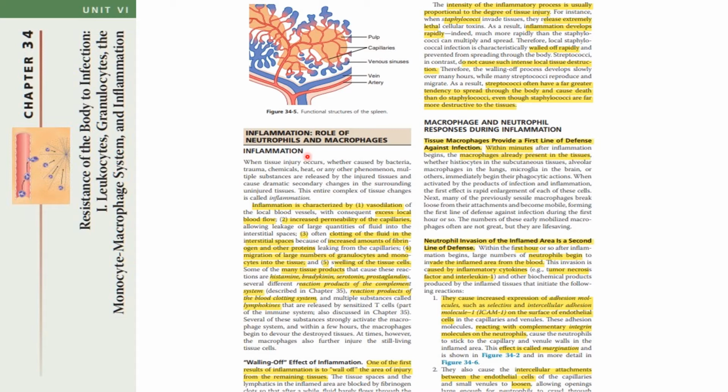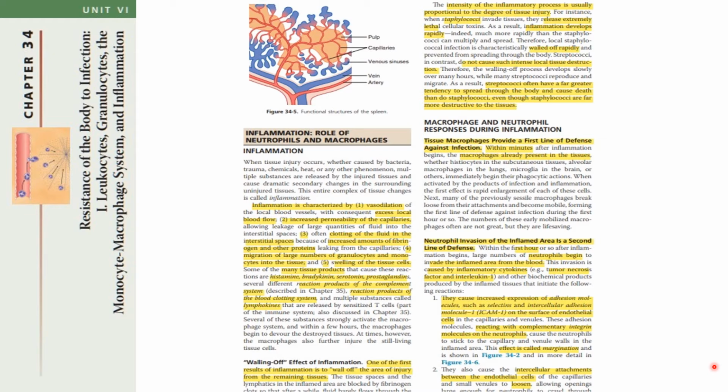Then we have inflammation. Here you can see the functional structure of the spleen with pulp, capillaries, venous sinuses, vein and arteries labeled. Next is inflammation, the role of neutrophils and macrophages. Inflammation is characterized by, first, vasodilation of local blood vessels with consequent excess local blood flow; second, increased permeability of capillaries; third, clotting of the fluid in the interstitial space, due to fibrinogen and other proteins leaking into the capillaries.